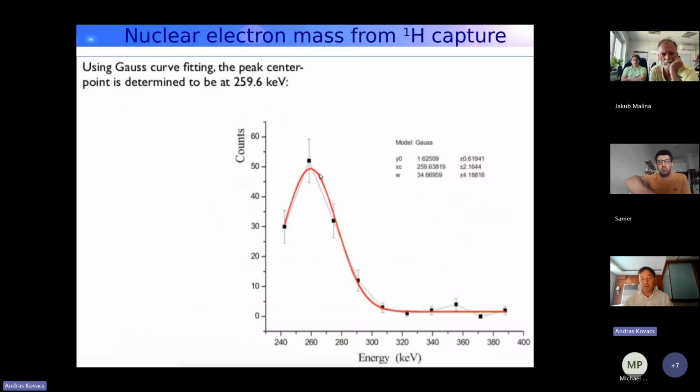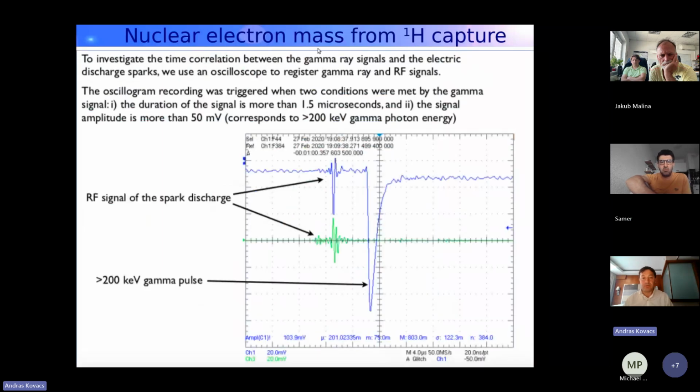The sodium iodide sensor has some error, but to be as precise as possible, we use Gauss curve fitting. Here you see the center value that I mentioned, and the error is plus minus 2 kiloelectron volts. Also, we did oscilloscope-based analysis, and we can see that the gamma peaks are time correlated with the spark discharges. So these are really triggered by the spark events.